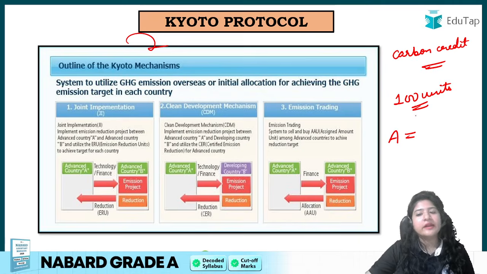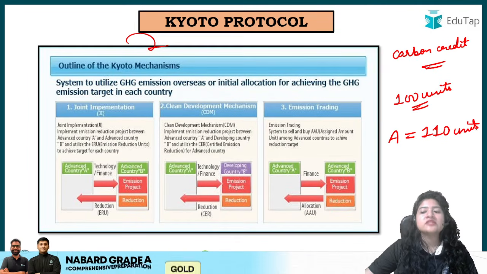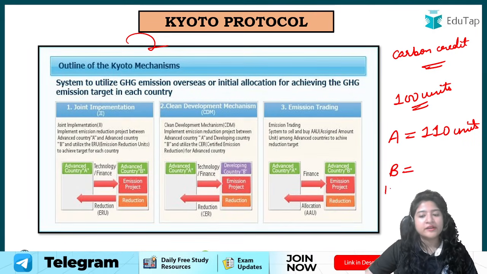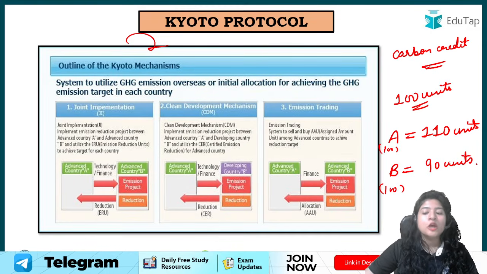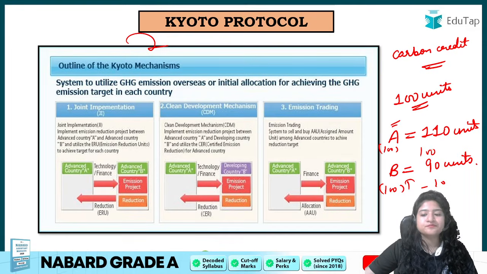For example, 100 units were assigned to country A, but country A emitted 110 units. Okay, so there are various ways by which it can redeem itself. One way can be, for example, there is country B. Country B also had 100 units for them, country A also had 100 units for them. But country B emitted only 90 units. ठीक है, so अब if you look at it, country A exceeded by 10 units, while country B still has that 10 units in buffer with it, right?